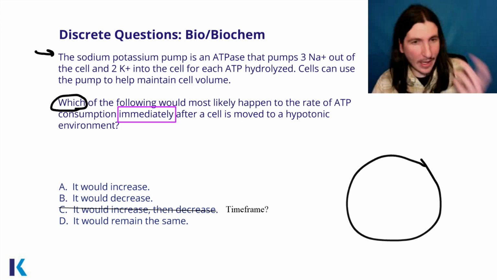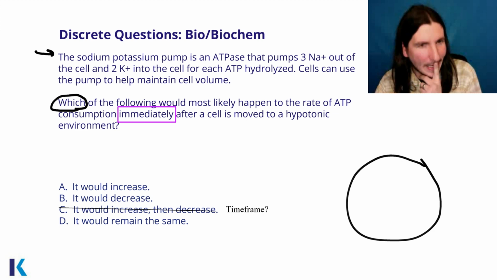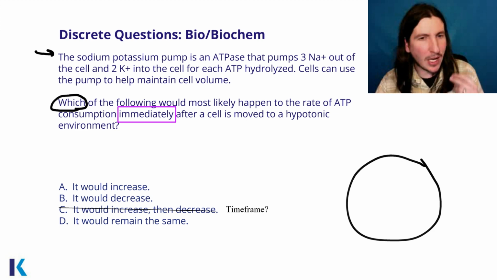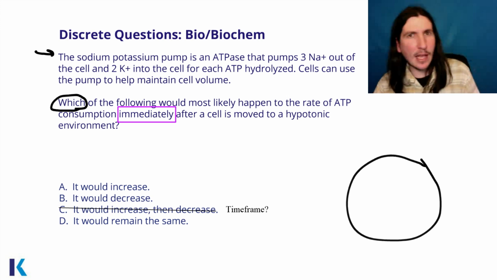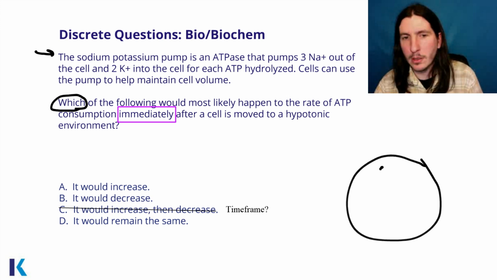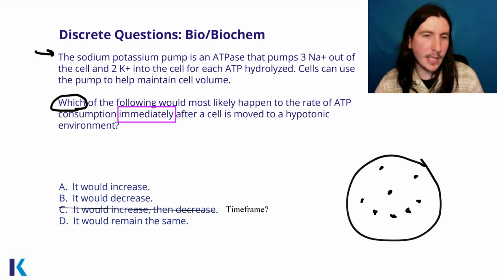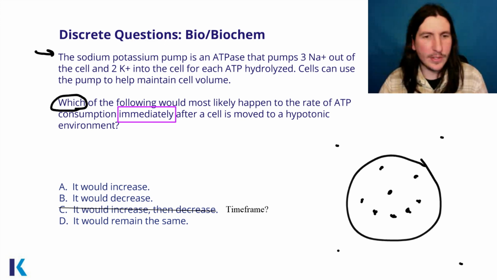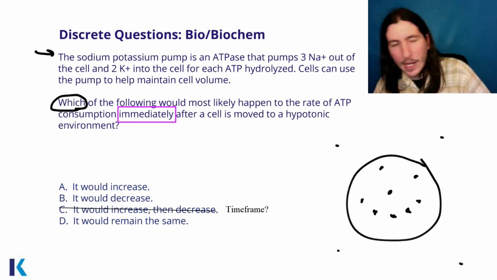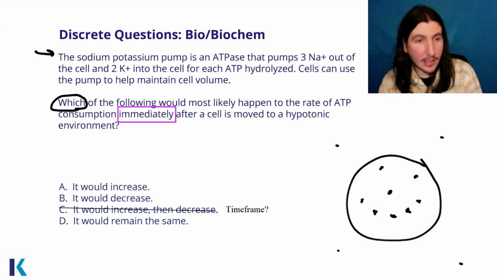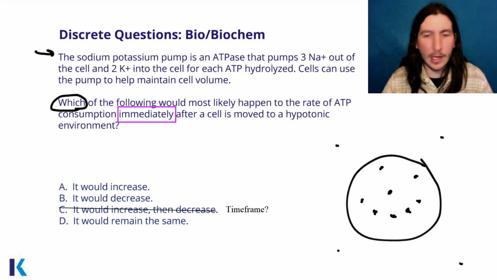So when I draw this, I say hypotonic. A hypotonic environment means that the cell is hypertonic because it's a relative term. So that means I have lots of solute inside the cell and just a little bit of solute outside the cell. That's what it means to be hyper inside the cell and for the environment to be hypotonic.